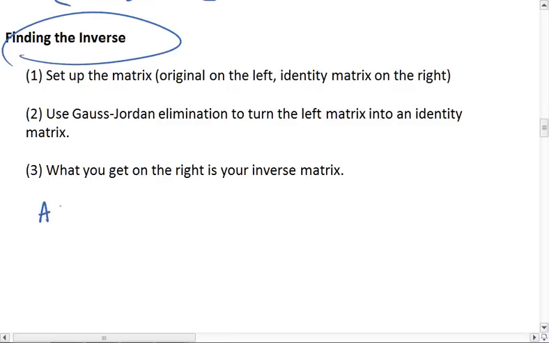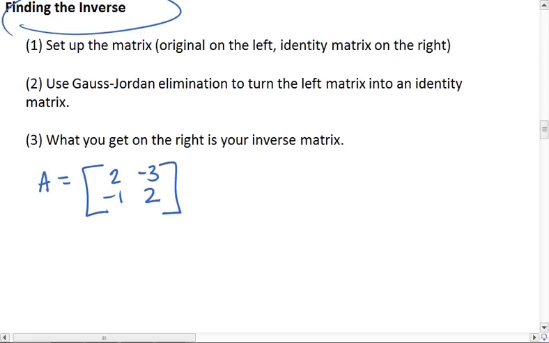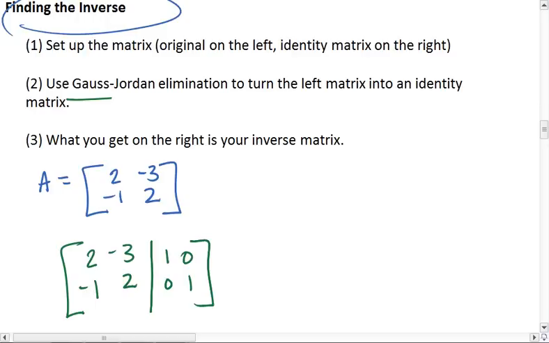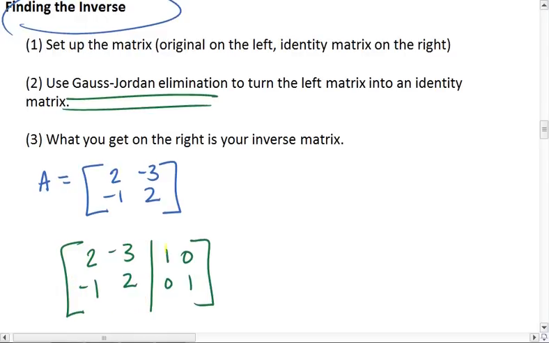Let's assume I gave you the matrix A, and that matrix was 2, -1, -3, 2. The first thing you want to do is set up this system so that you have your original matrix on the left, a line, and an identity matrix. You're then going to use Gauss-Jordan elimination and turn your original matrix into an identity matrix. Altering these numbers on the left will inevitably also alter the numbers on the right. What you end up with on the right will be your inverse matrix. Let's see what this looks like.